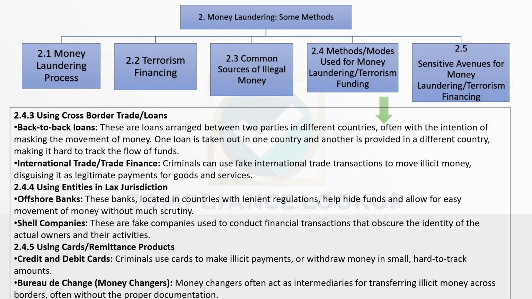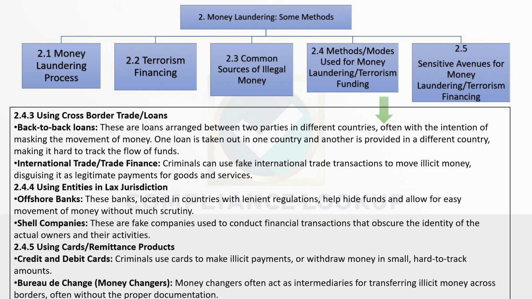Example: a corrupt politician sets up multiple shell companies in tax havens. These companies are used to move bribes and other illicit money without revealing the politician's involvement. The shell companies transfer funds between each other, creating a complicated trail that is difficult for law enforcement to follow.